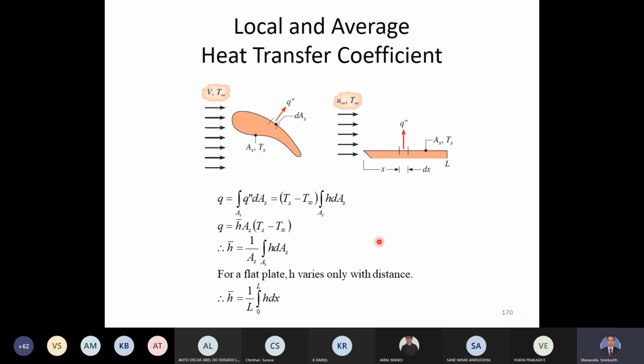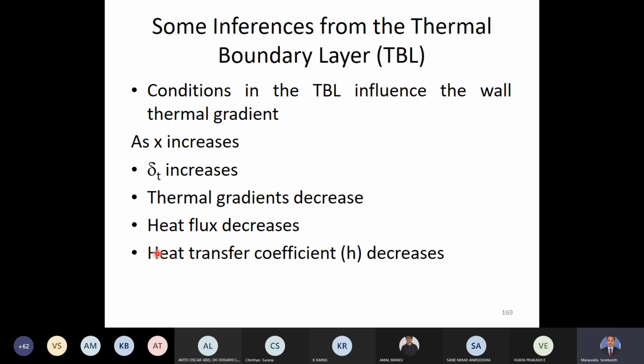So what we are determining is the average value, and that is the most useful one, because you see here in the equation for heat transfer, we have used the average heat transfer coefficient only and not the local heat transfer coefficient. But it will be interesting to know what will be the local heat transfer coefficient. And as mentioned in this point, the local heat transfer coefficient decreases along the direction of x. That means as x increases.